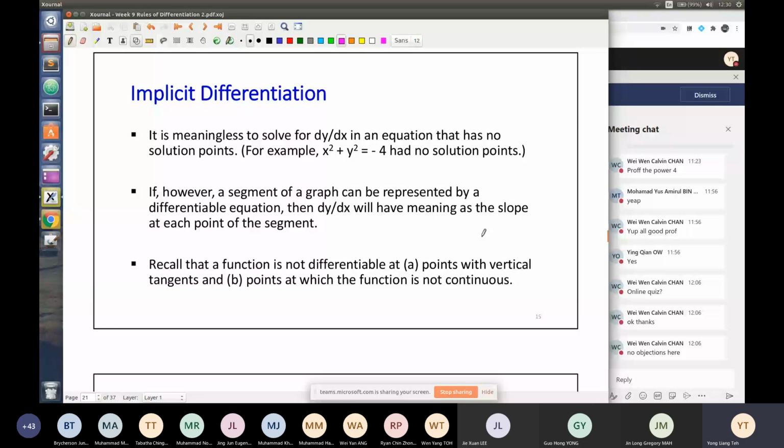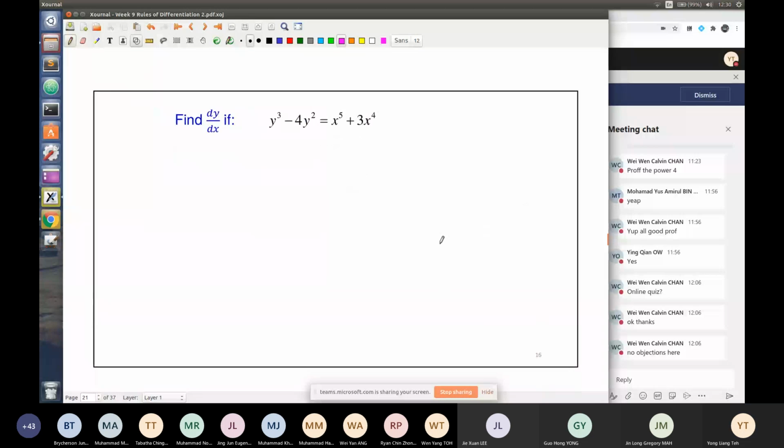So let's continue with another example here. Although it's written in this way, you can still differentiate it directly. There's no need to move all the terms to the left hand side and then differentiate. You don't really care what form it is. So therefore, let's differentiate our equation here.